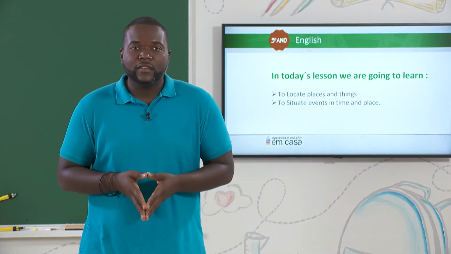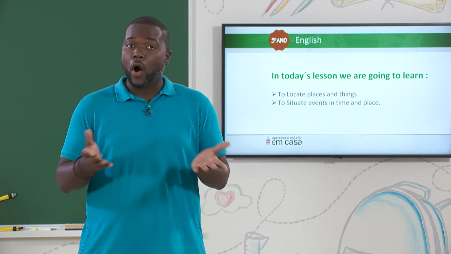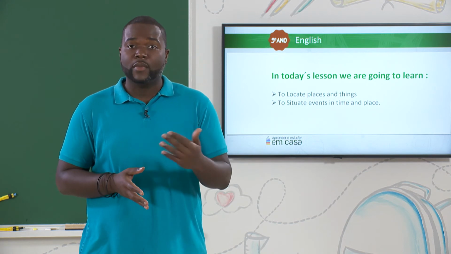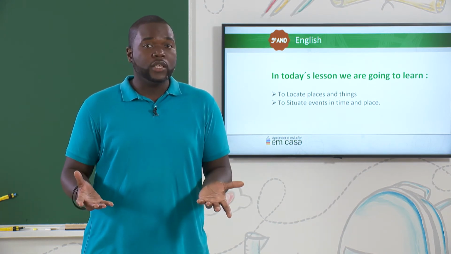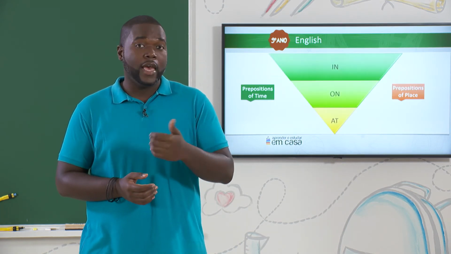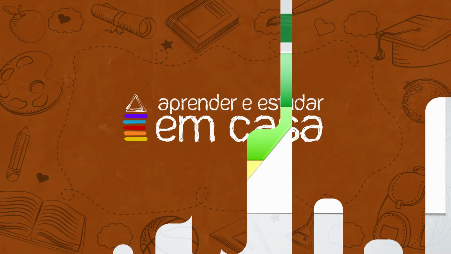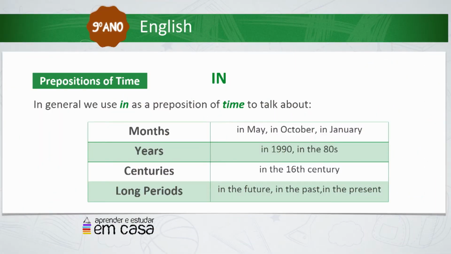Okay, students, in today's lesson, we are going to learn to locate places and things and also situate events in time and place. But how do we do that in English? Very easy. We use the prepositions in, on, and at. In, on, and at as prepositions of time and as prepositions of place. Like I said before, we use these to locate places and things, but also to situate events in time and place. Let's start with prepositions of time.